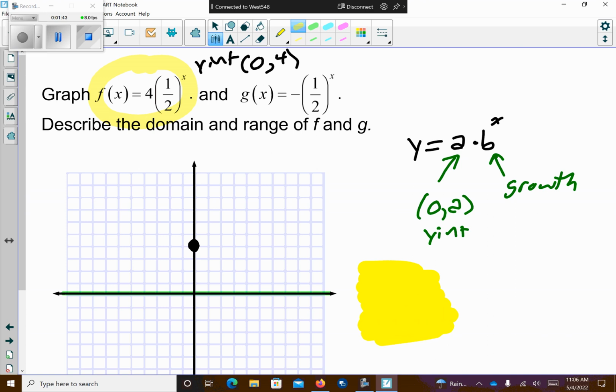So what I'm going to do is do a little t-table here. So what value should I plug in to get a second point? What do you think would be good? I already have 0, comma 4. So what's another x value I should pick to plug in? 1, okay. So if I plug 1 in, I'm going to get 4 times 1/2 to the first. 1/2 to the first is just 1/2. So 4 times half is 2. So I get 1, comma 2.